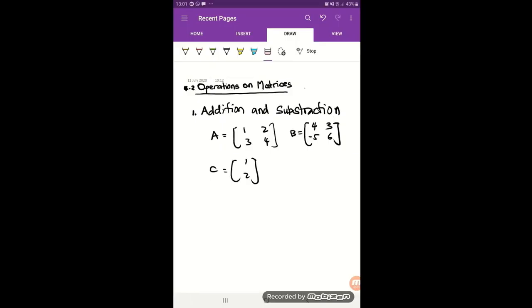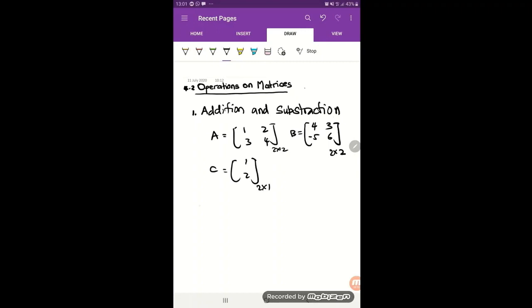Operations on matrices. The first part of the operations on matrices is addition and subtraction. How to do the addition and subtraction process in matrices? Now we are given three matrices here. Matrix A in order 2 times 2. Matrix B in order 2 times 2 also. Matrix C in order 2 times 1.